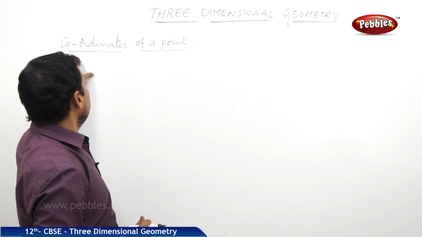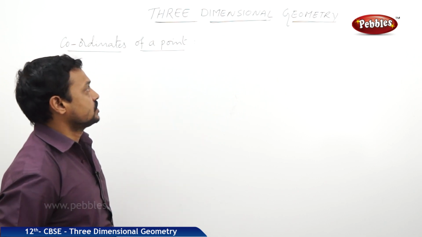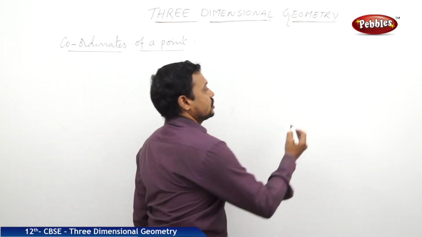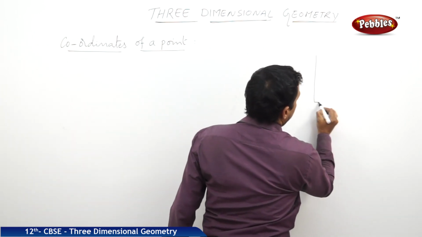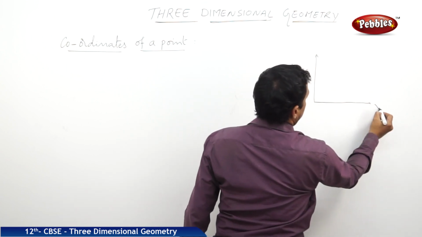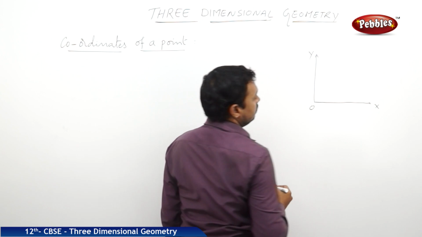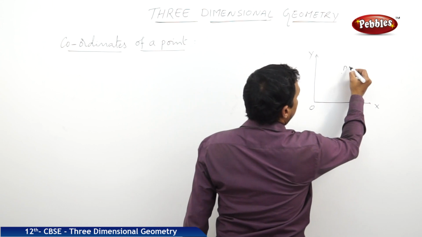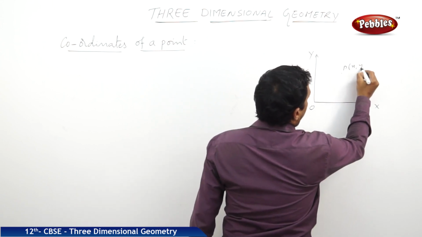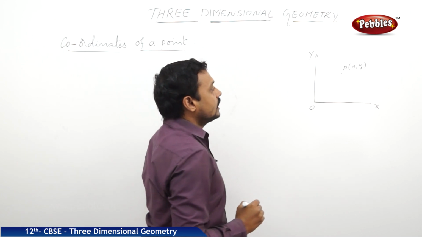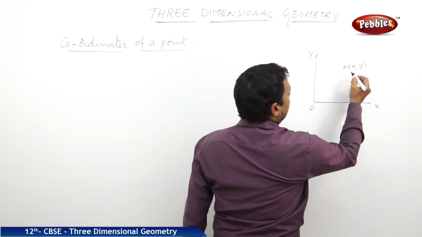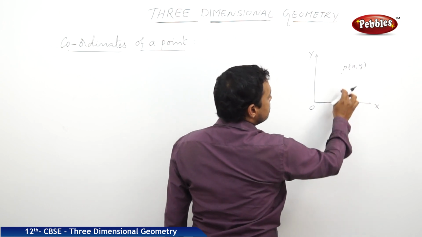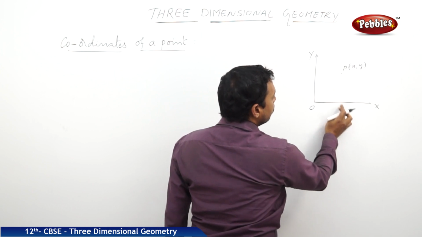Now let us see the coordinates of a point in three dimensions. First of all, let us see the coordinates in two dimensions. In two-dimensional geometry, there are only two coordinate axes, the x-axis and y-axis, and the origin. Suppose a point P on the same plane has coordinates x comma y. What is x? Of course, x is the x coordinate. This x is the distance of the point P from the y-axis.